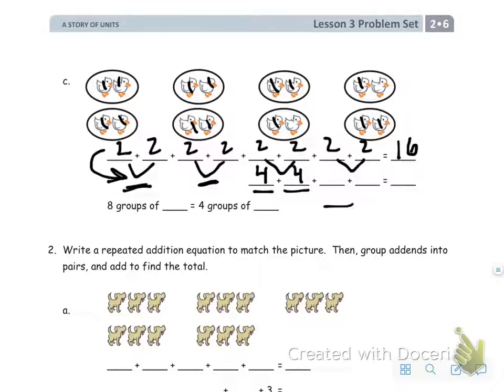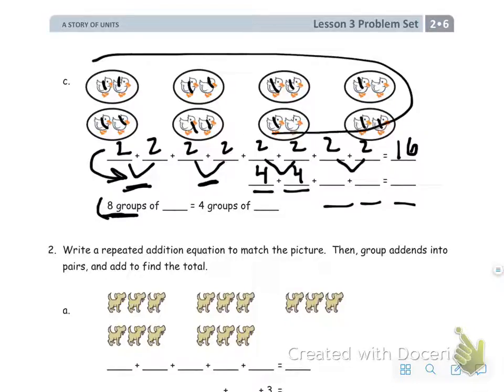So I'll let you fill out the rest of this and then come down here, and we obviously start off with 8 groups, because there are 8 of these groups up here, and 8 groups of blank equal 4 groups of blank. So I'm going to let you try and figure that one out on your own.